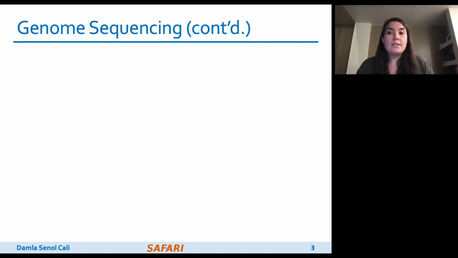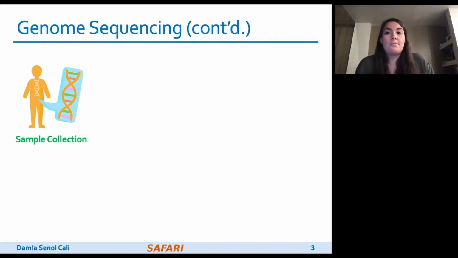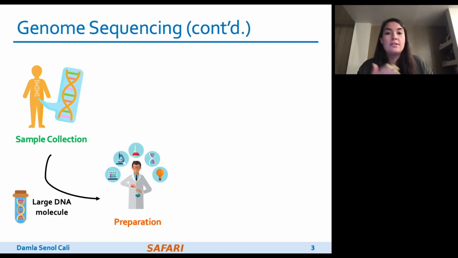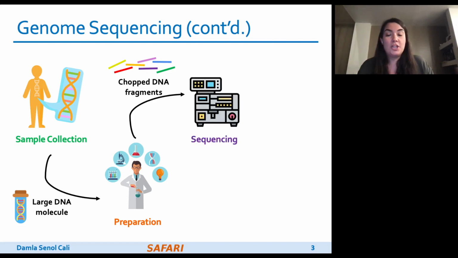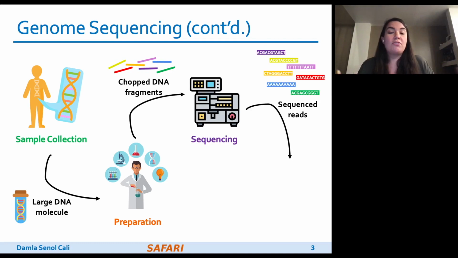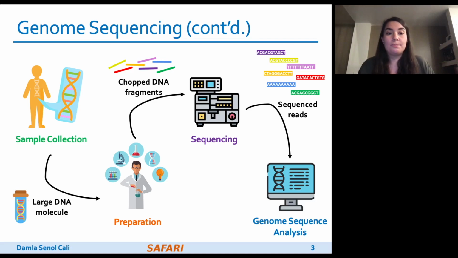So let's look at the process from start to end for genome sequencing. It starts with sample collection. It can be saliva, it can be blood from an organism, let's say human. And then after we collect this large DNA molecule, it goes through a wet lab preparation process where we divide this large DNA molecule into chopped DNA fragments. These chopped DNA fragments are the inputs to the sequencing machines. The sequencing machines generate the sequenced reads, so the ACGT representation of these DNA fragments. And then we use these sequenced reads in order to perform genome sequence analysis.